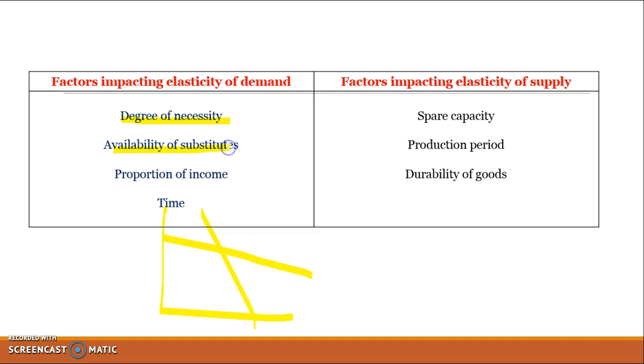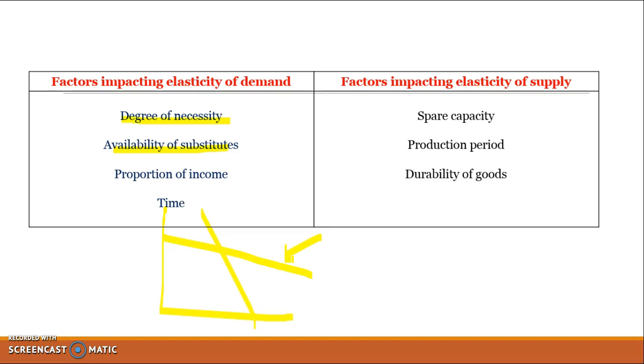Availability of substitutes. When more substitutes are in the market, it becomes more elastic because when the price increases, we can easily shift into other viable products. Proportion of income. Products that are a higher proportion of income are generally more elastic because we care more when the price increases, and therefore we're more likely to drop off. And time. Things are more elastic in the long term because we can find viable substitutes.